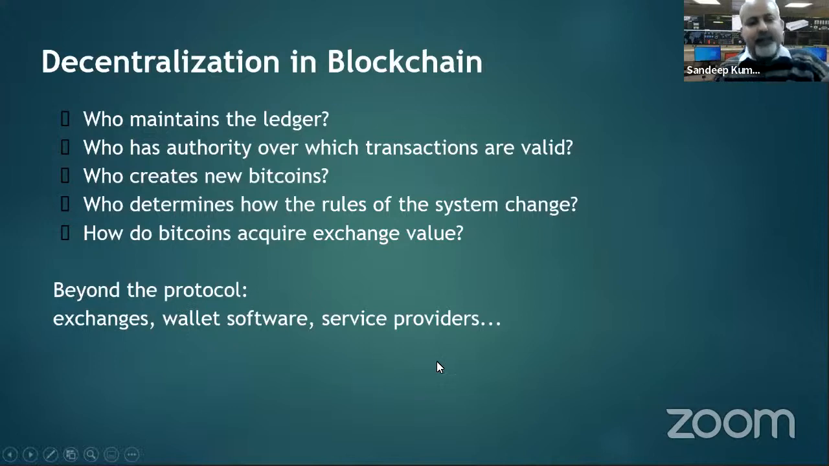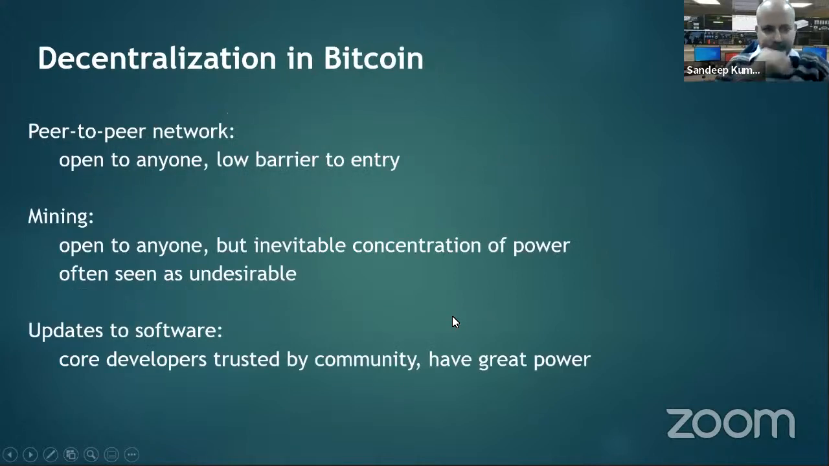There are certain other things that are also unrelated to the blockchain technology, such as exchanges, where you actually give Bitcoin and get real money, like fiat money, like dollars. Wallet software, that is where you keep your Bitcoins, and then service providers. These are nodes that do various kinds of things, including very bad things such as mixers. So we'll not talk about them right now.